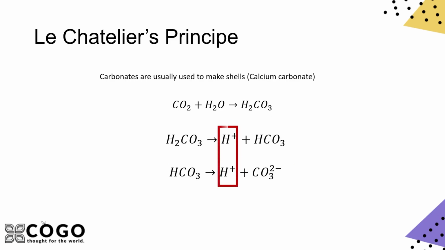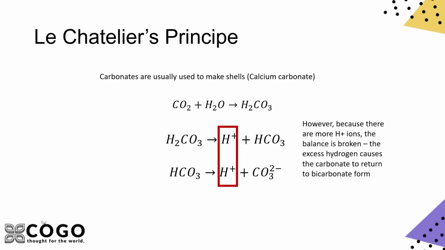However, because there are more H+ ions, the balance is broken. The excess hydrogen causes the carbonate to return to bicarbonate form. And this means that more and more H+ ions allow carbonates to bind and disappear, not allowing shells to form.